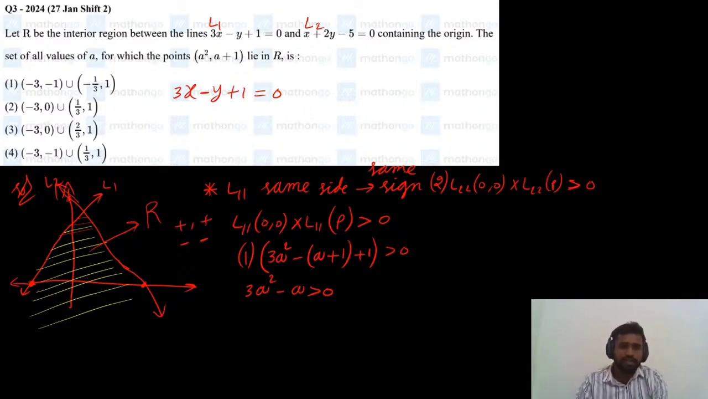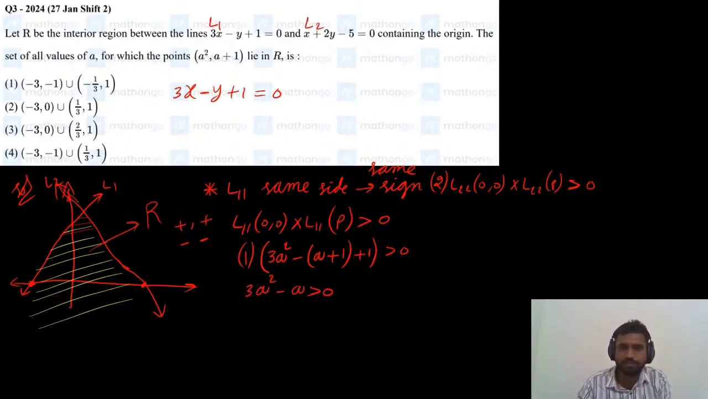If 2 points lie on the same side of the line, and if we substitute the points in the line and get the same sign, then the 2 points lie on the same side. And 2 points lie on either side of the line if they get opposite signs. Okay, same side, same sign, or either side, different signs.